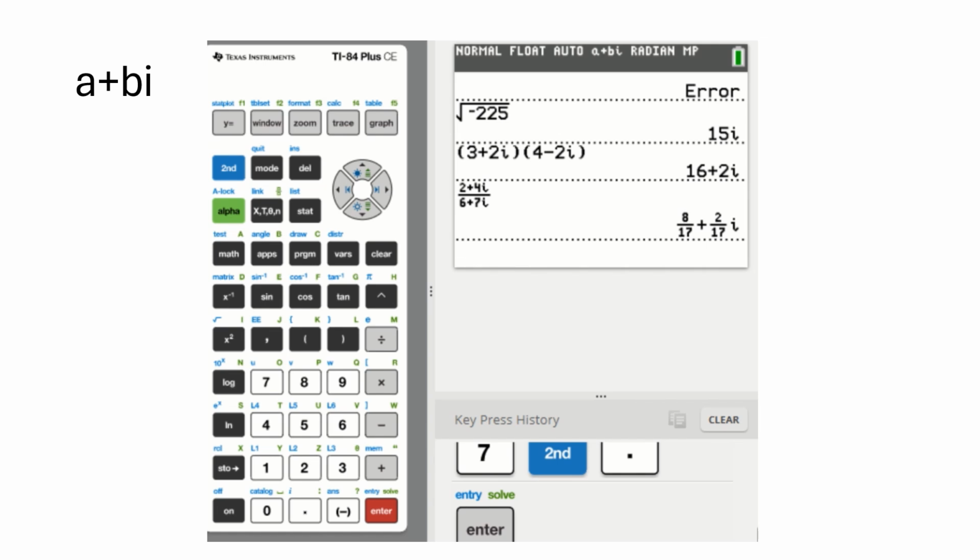But notice how it gives it to you in a plus bi form, which means that the little i is on the side over here. Looks nice and clean. You absolutely have to show your work. This will just give you a direction.